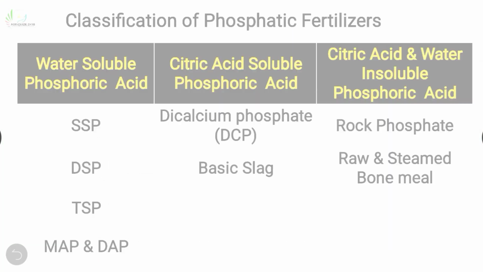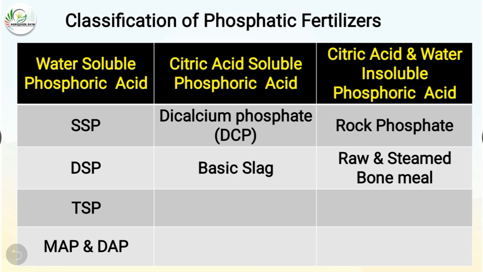Let's know more about the classification of phosphatic fertilizer. It is classified into three. First, water-soluble phosphoric acid, which contains single superphosphate, double superphosphate, triple superphosphate, MAP, and DAP. Next is the citric acid soluble phosphoric acid, which contains dicalcium phosphate and basic slag. And last is the citric acid and water insoluble phosphoric acid, which contains rock phosphate and raw and steamed bone meal.